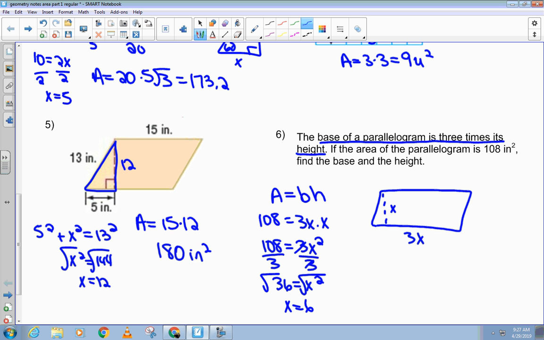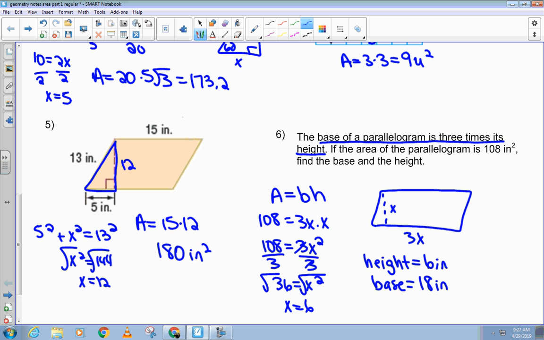Okay, so what does that represent in my parallelogram? The height, right? Because it says the base is 3 times the height. So my x is my height, and that is 6 inches. Okay, and so then what's the base going to be? The base is going to be 6 times 3, which is 18. So my height is 6 inches, and my base is 18 inches.